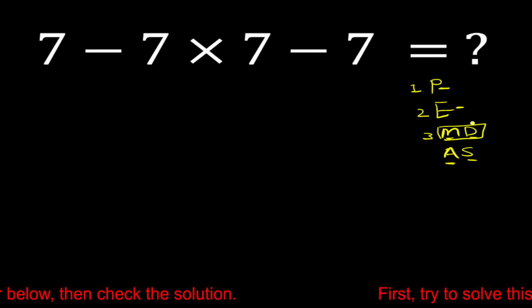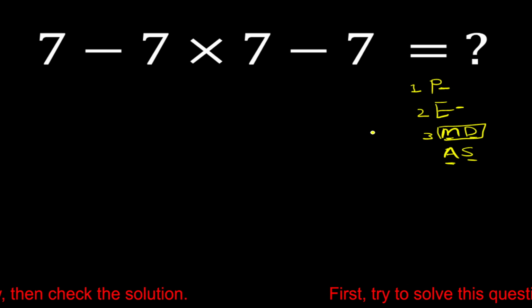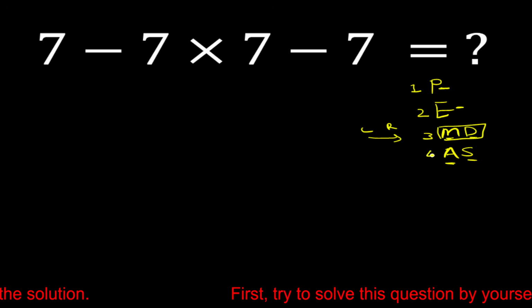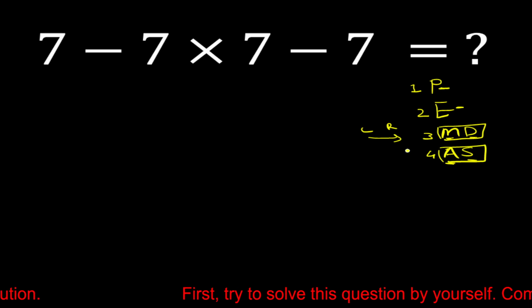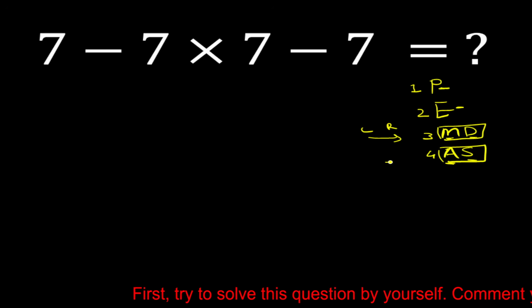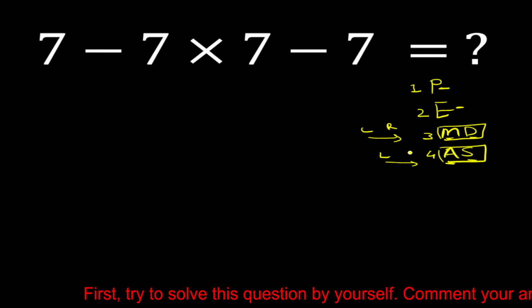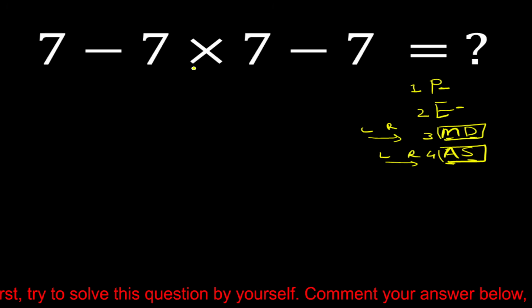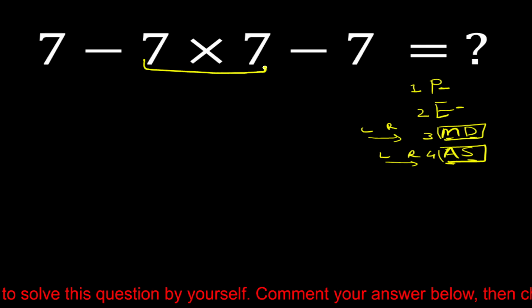Multiplication and division both have equal priority. So we have to solve it from left to right. Okay. Last and fourth priority is addition and subtraction. Also both have equal priority. So we have to solve it from left to right. Okay. Now, according to the rule, first priority is this multiplication.